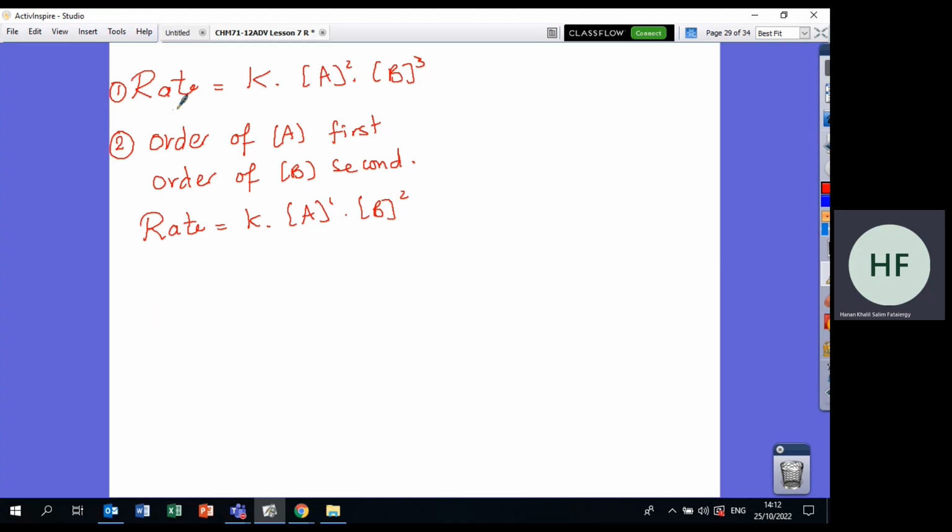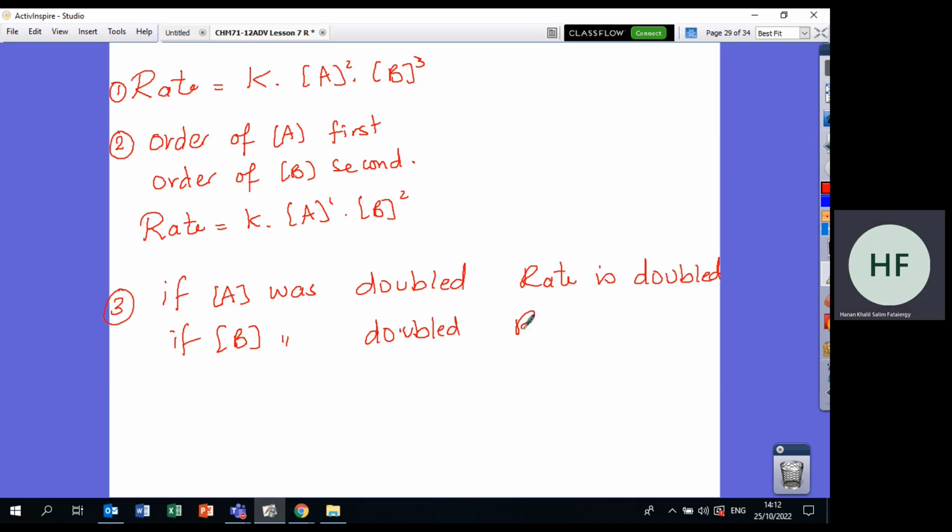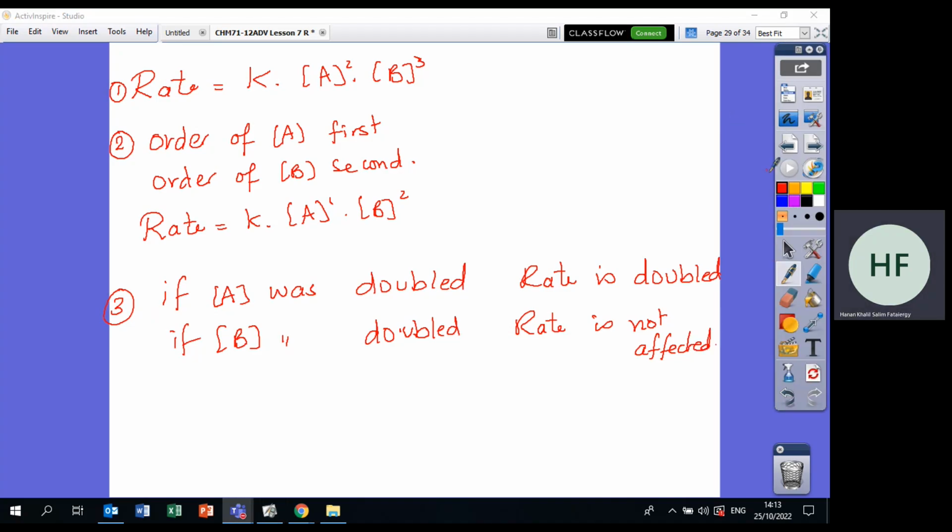Okay, so this is one type of question. The rate law will be given. Second type of question, the orders will be given. Now the third type of question, they will say, if the concentration of A was doubled, the rate is doubled. And if B was doubled, for example, the rate is not affected. This is a bit harder. Now you will have to write the rate law.